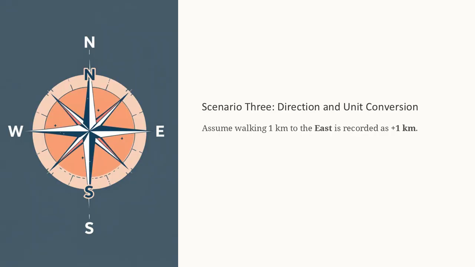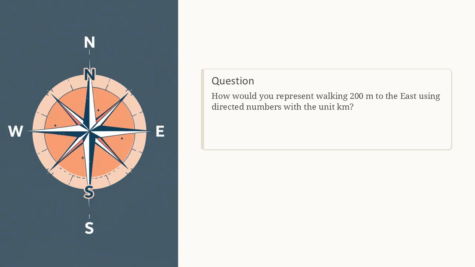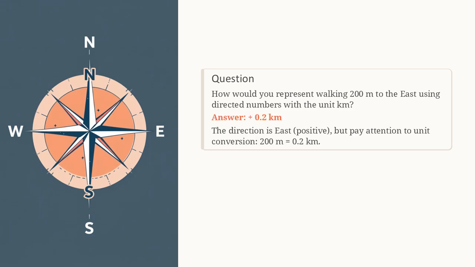This whole idea also works for physical space and direction. Think about a compass. We can just assign positive and negative values to it. So for this example, let's say that moving east is our positive direction. All right, now for a slightly tricky one, you walk 200 meters to the east. How would you write that down based on our new rule? But pay very close attention to that hint there. The unit we need is kilometers. That little detail is going to be super important. And there we have it, plus 0.2 kilometers. The plus sign shows we went east, which we decided was our positive direction. And the 0.2? Well, that comes from converting 200 meters into kilometers.